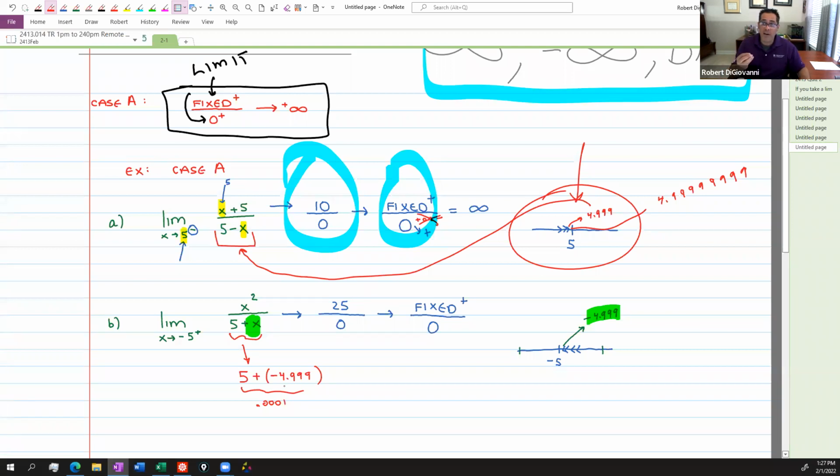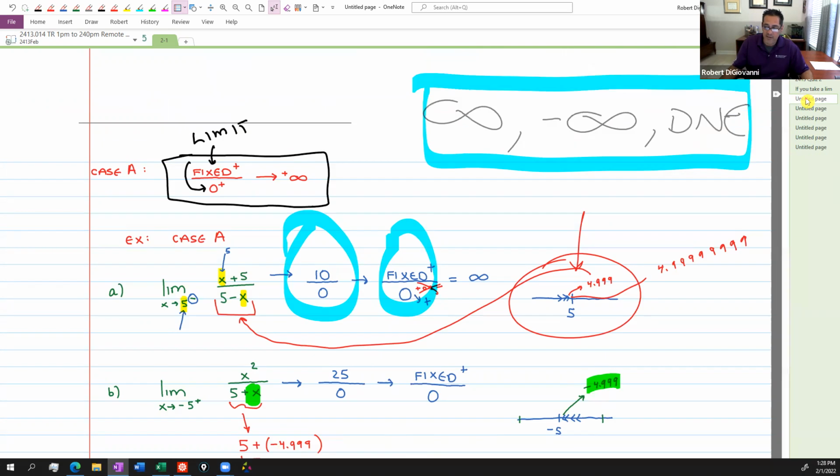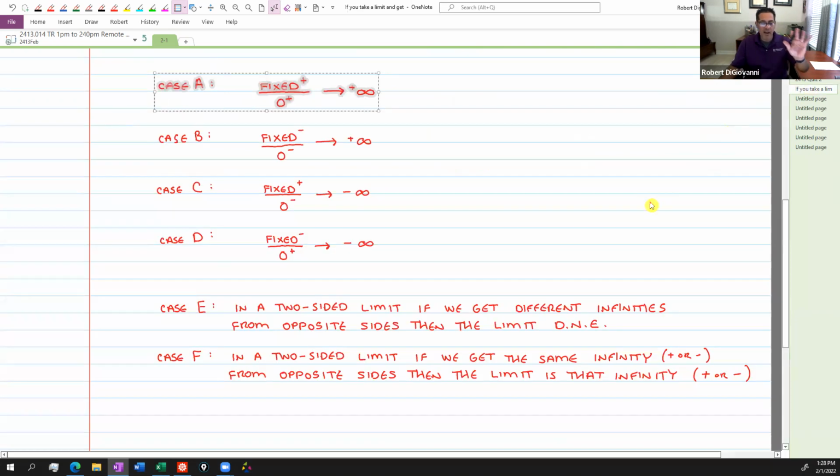All we care about here, see, look, everyone, we already know the denominator is going to zero, right? The question is whether it's positive or negative. That's the big thing that we need to know. So by just picking a test point, a test number, we can determine the sign. Got it? All right, that's case A. I think now that I've established case A, you'll understand what's happening in cases B, C, and D.